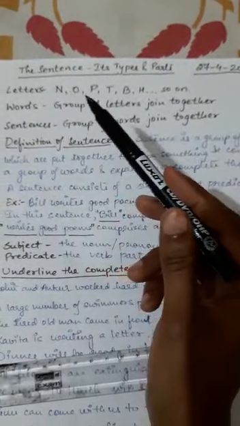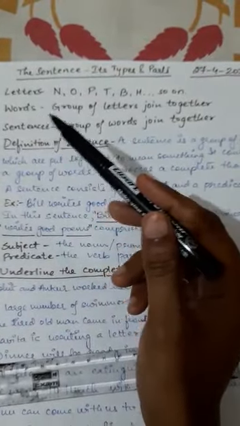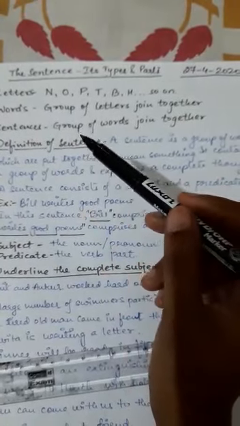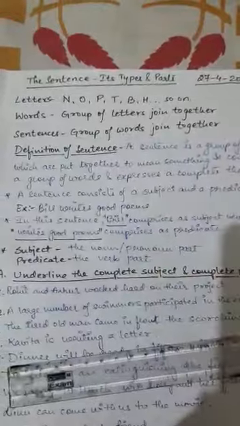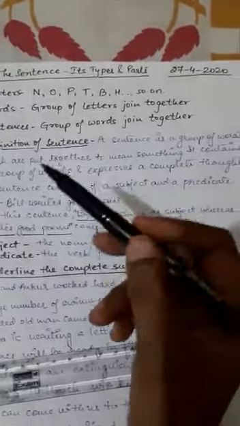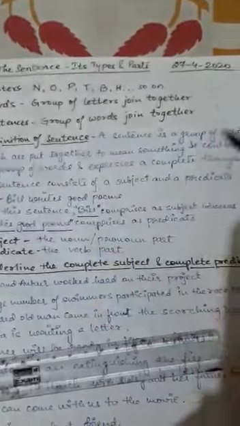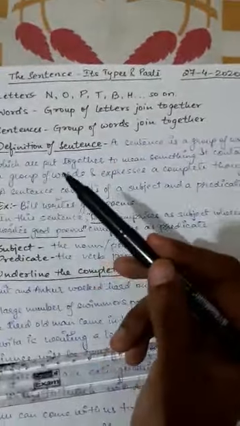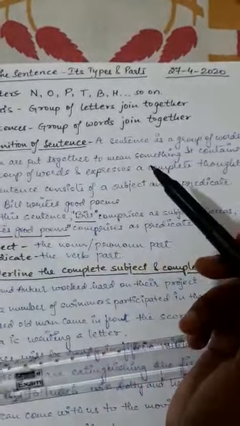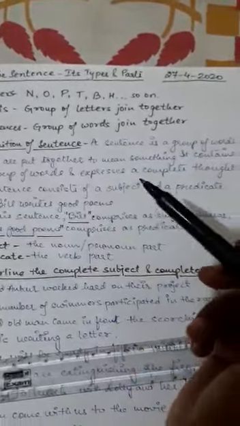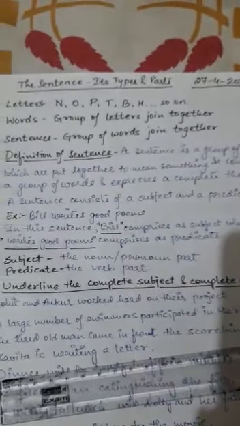So what are letters? The alphabets. What are words? A group of letters is known as words. And what is a sentence? A group of words joined together makes a complete sentence with a complete thought. So you have to note down this definition of sentence in your grammar copy. A sentence is a group of words which are put together to mean something. It contains a group of words and expresses a complete thought.